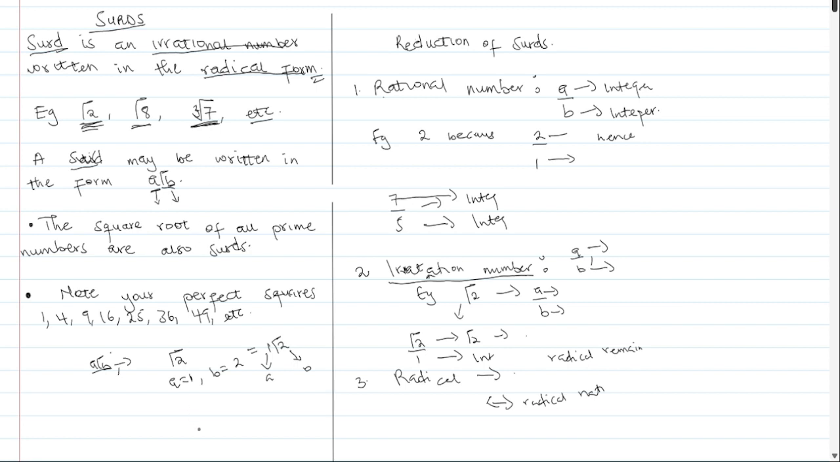Let's look at another example. We have 3 root 5, giving us a is equal to 3, b is equal to 5.